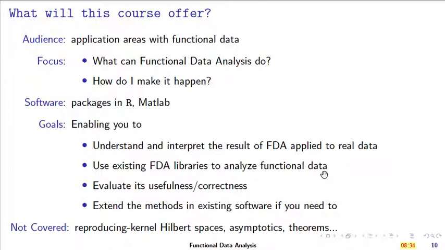In this course, we will focus on what functional data analysis can do. I will give you some applications, and I will show you some R code: how can we do functional data analysis in R? Ramsay also developed a MATLAB package for functional data analysis, so if you are used to MATLAB, feel free to use MATLAB. We will use R in this course because R is free and publicly available. Hopefully after this course, you are able to understand how FDA works, and you are able to interpret the results of FDA.